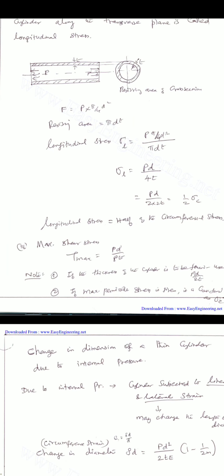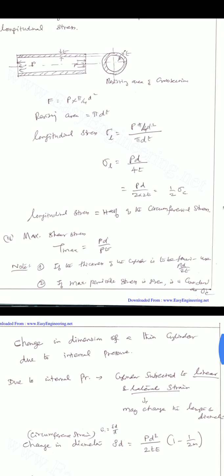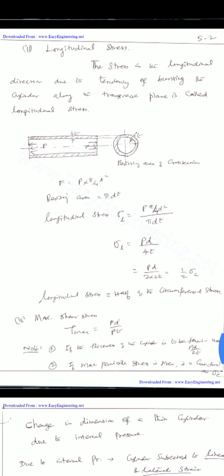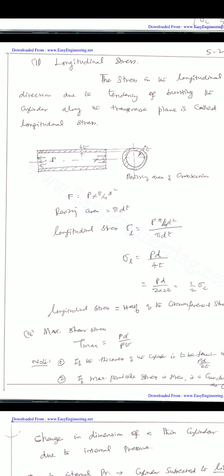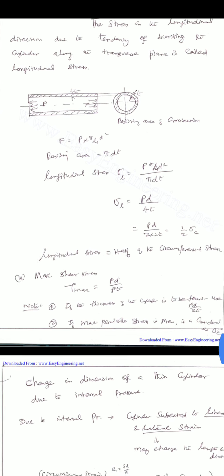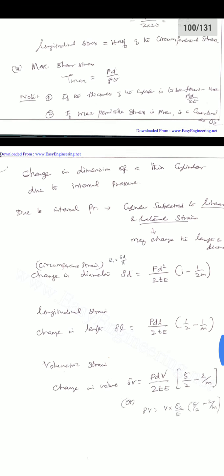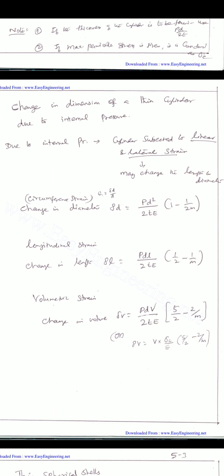Okay, these are the basic formulas we have to use for thin cylinders. For longitudinal stress, sigma L equal to PD divided by 4t, and maximum shear stress tau max equal to PD divided by 8t, and then change in diameter, change in length and change in volume. In change in diameter, del D equal to P into D square divided by 2tE, E means Young's modulus, t means thickness, into 1 minus 1 by 2m.